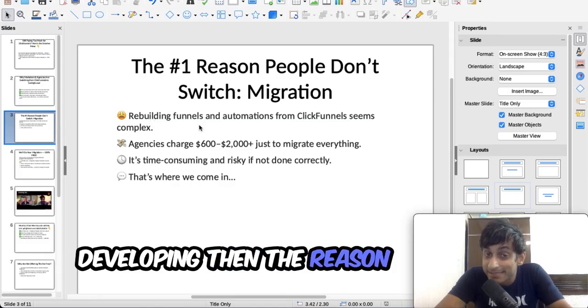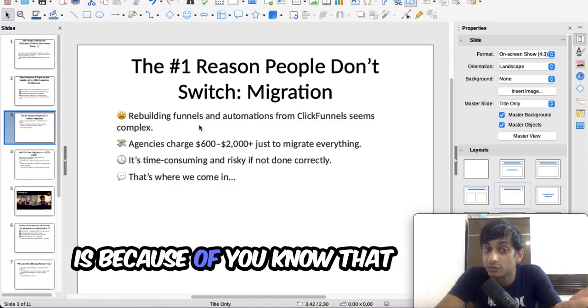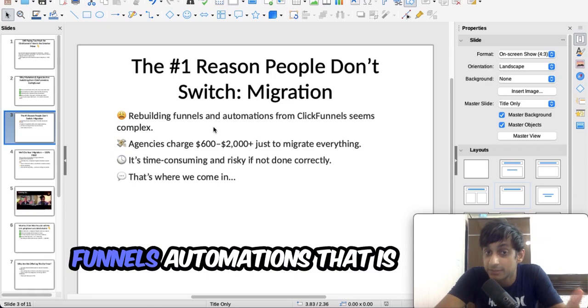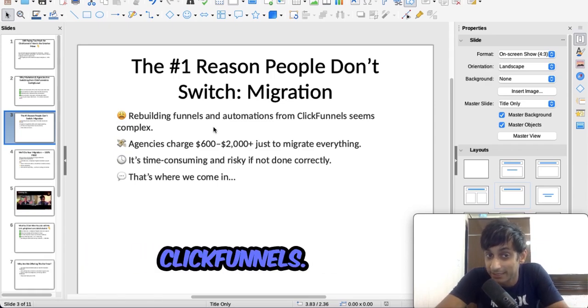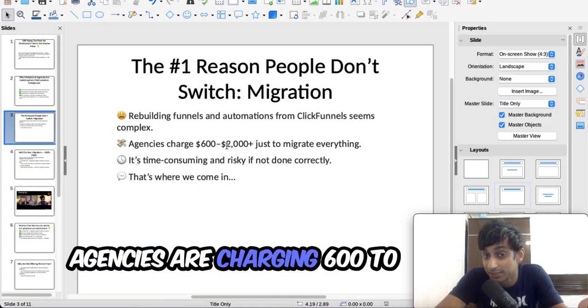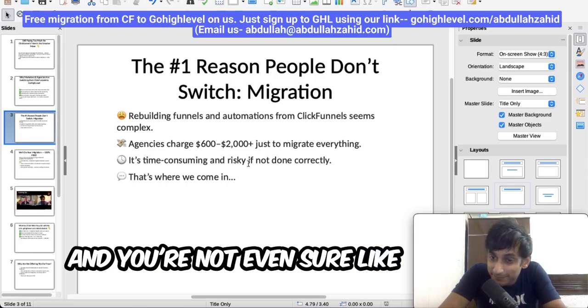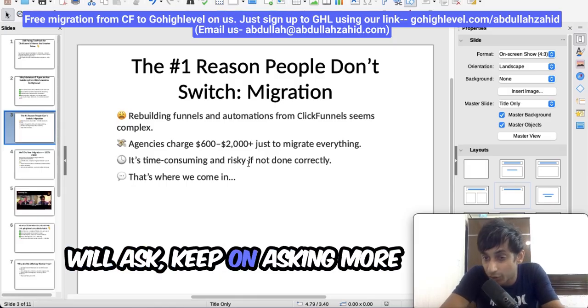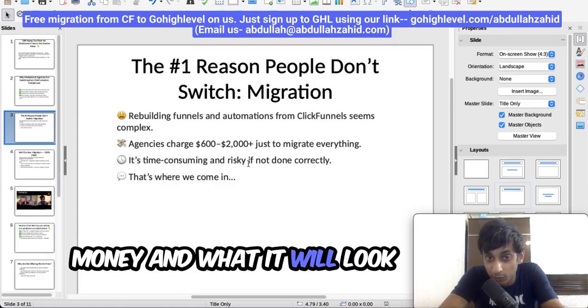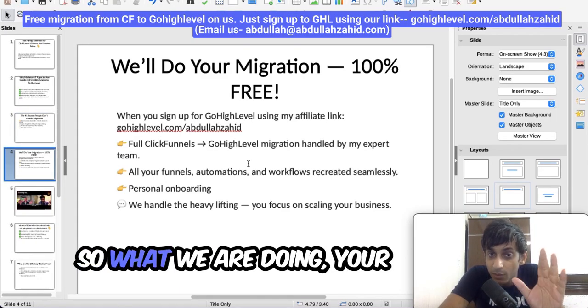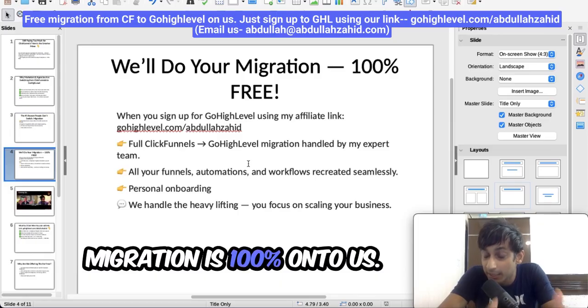Then the reason people are not able to switch is that they will have to rebuild the funnels and automations that are already set up in ClickFunnels. It is complex. Agencies are charging $600 to $2,000 to migrate everything, and you're not even sure whether they will keep on asking for more money and what it will look like. So what we are doing, your migration is 100% on us.